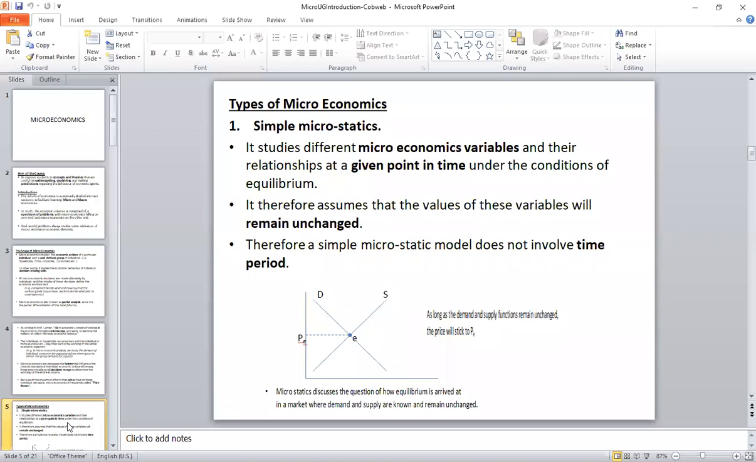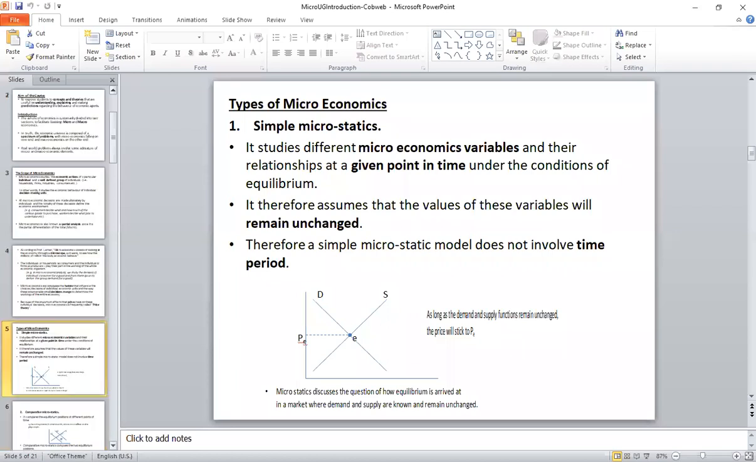For example, here I gave the example of demand and supply. We look at that equilibrium, which gives us the equilibrium price and the quantity. As long as these supply and demand functions remain unchanged, the price will stick to PE. So microstatics discusses the question of how this equilibrium E is arrived at in the market where demand and supply are known and remain unchanged. In other words, a simple microstatic model does not involve a time period.